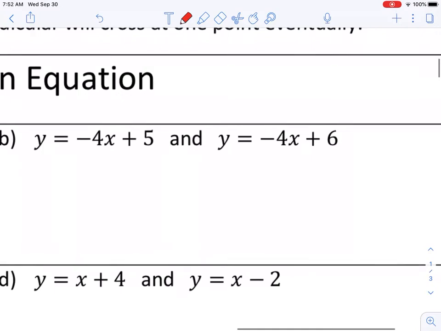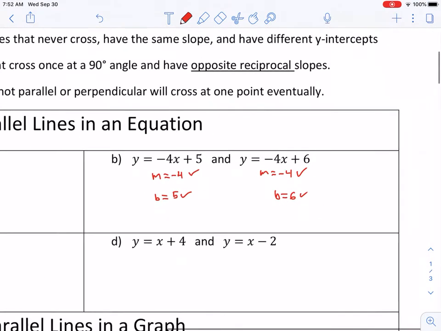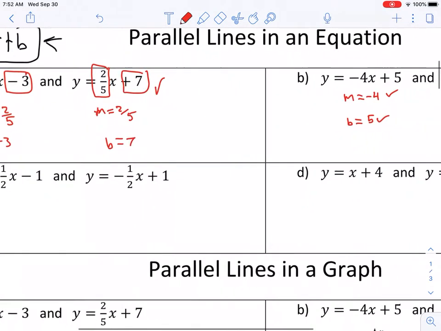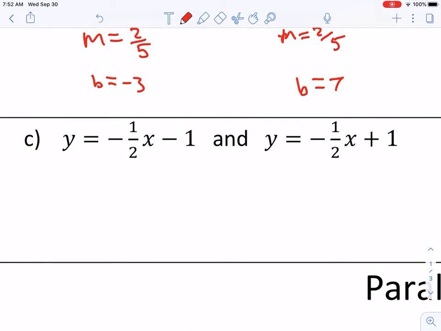Okay, so again, parallel lines, if we're given two equations, all we have to do is look at the m. We're comparing the m's, the slopes, in each equation. Those check out, and then we're also just double checking that our b's are different, and those are different. So we're good. So these are parallel lines. In fact, all of these examples are parallel lines, all four of these. So look how simple it is.